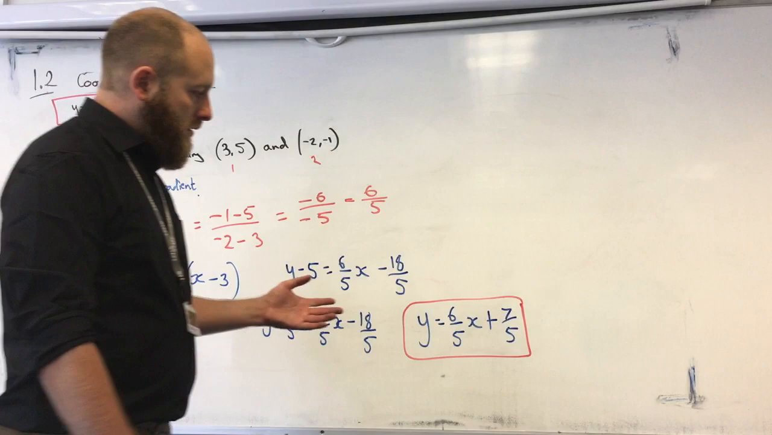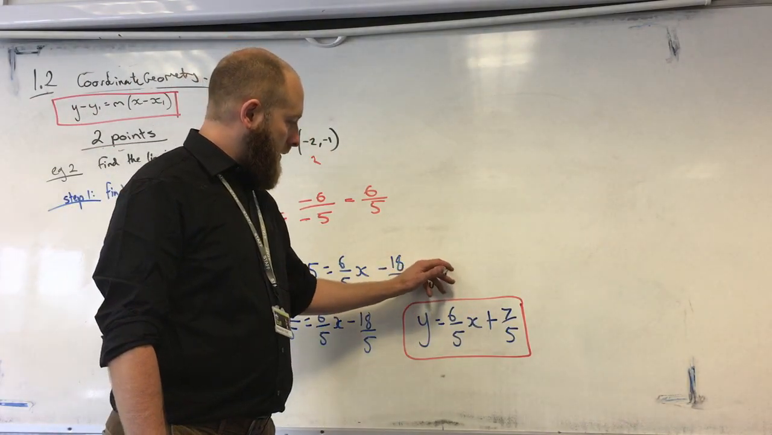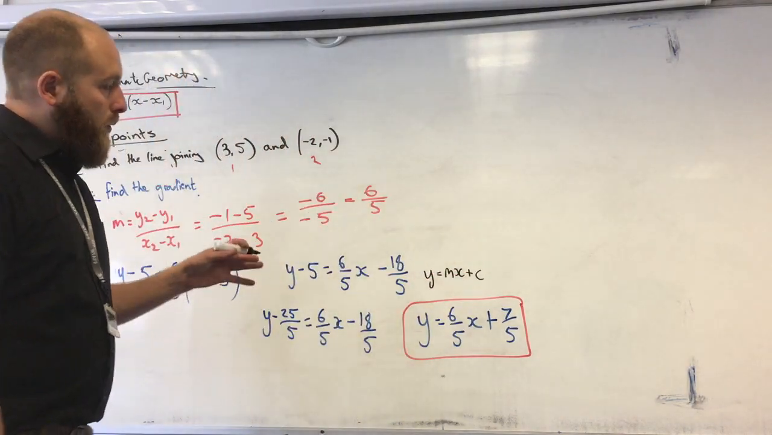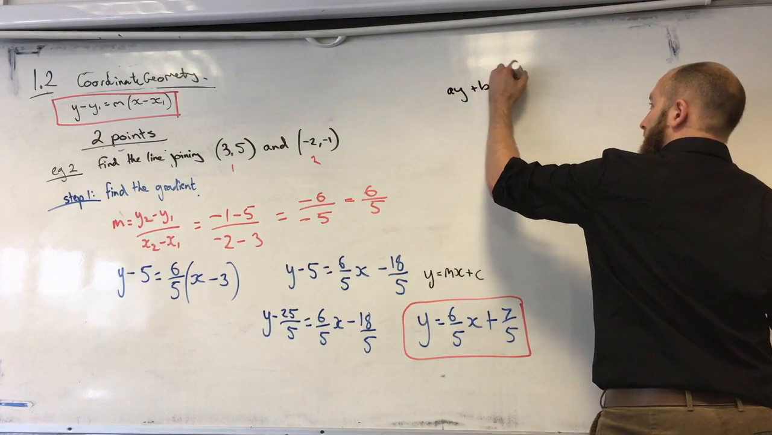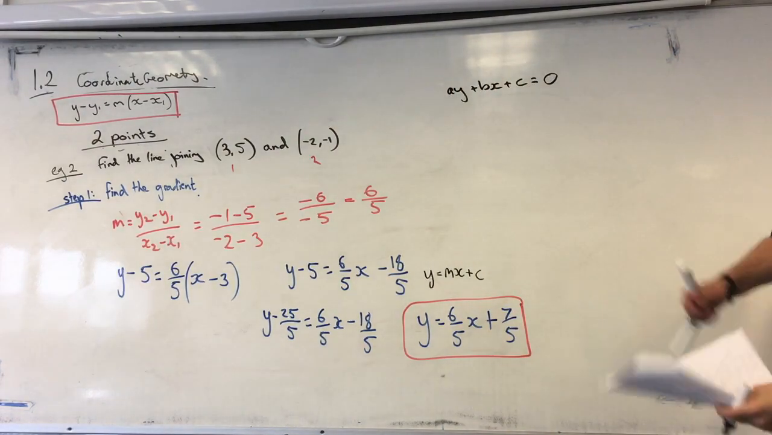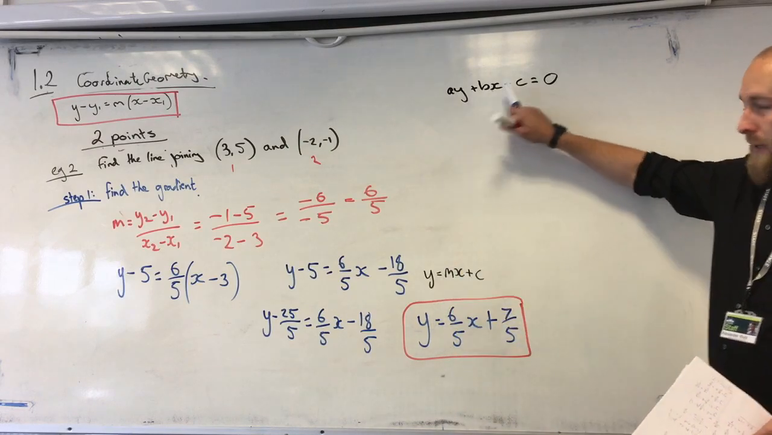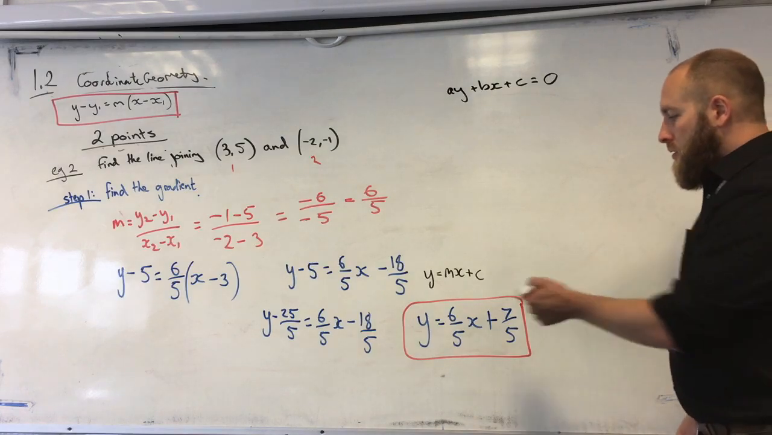Sometimes in the exam they will say, give your answer in the form y equals mx plus c, which is what we've done. Sometimes, however, they will want the answer in the form ay plus bx plus c equals 0. If they ask for it in that form, it means get everything on one side and make a, b, and c all into integers, so whole numbers. So let's try doing that to this one.